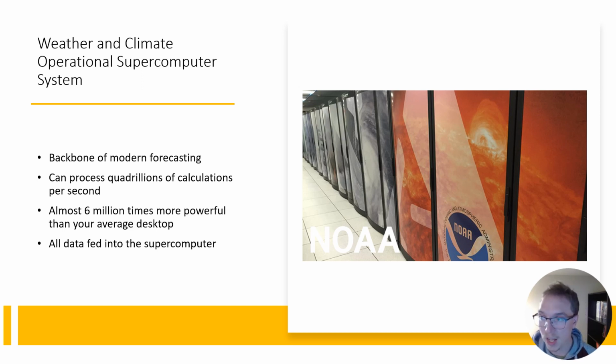NOAA's Weather and Climate Operational Supercomputer System, or WCOSS, is the backbone of modern forecasting. With 5.78 petaflop computing capacity, it can produce quadrillions of calculations in a second. Their supercomputers are almost 6 million times more powerful than your average desktop.